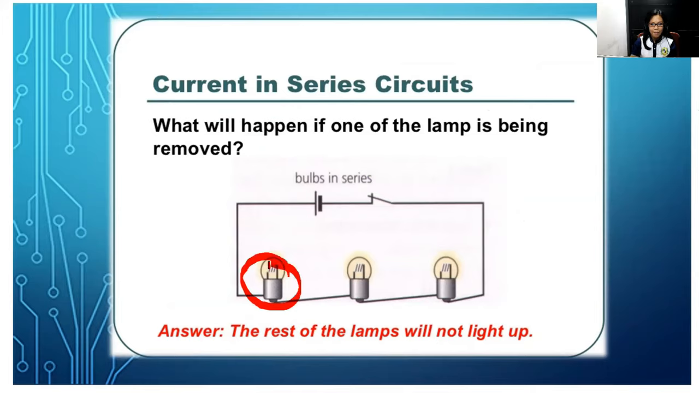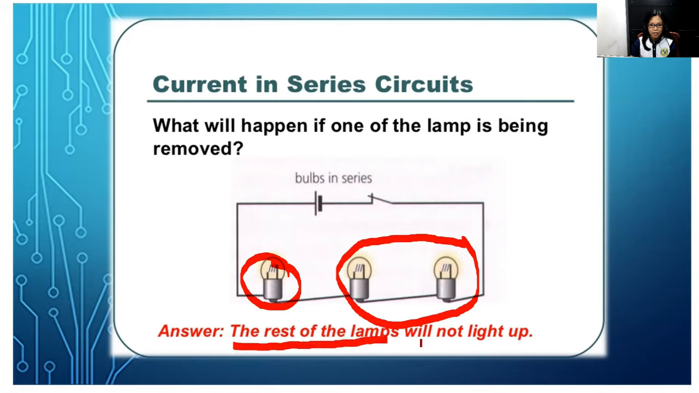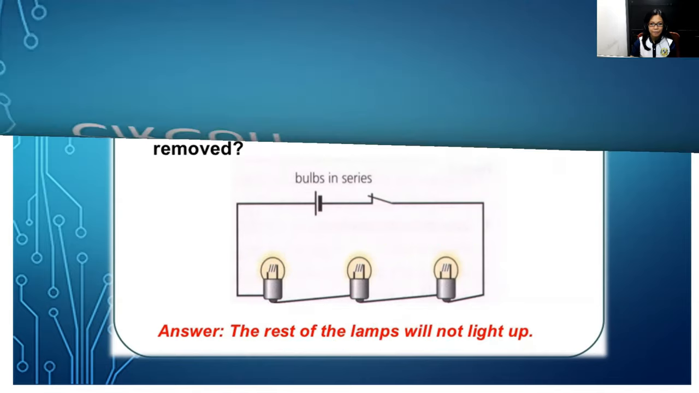So what happened to the other light bulb in series circuit? The answer is the rest of the lamps will not light up also. Okay, so in series circuit, if one bulb is broken, the other bulbs are also broken. If one bulb doesn't light up, all the bulbs will not light up. That is series circuit, okay? Remember about that.